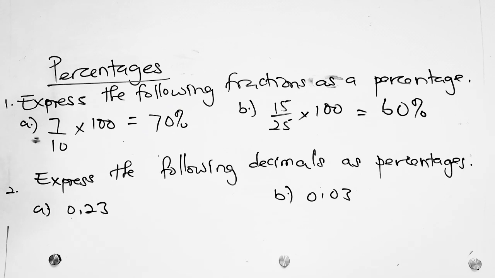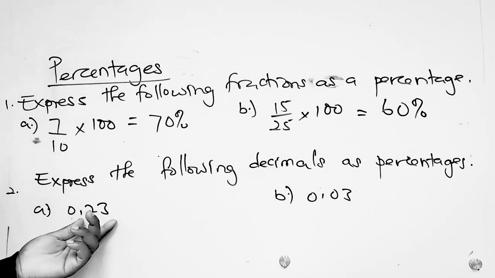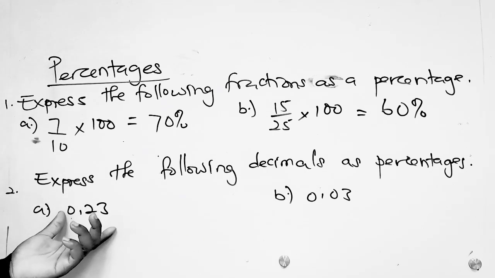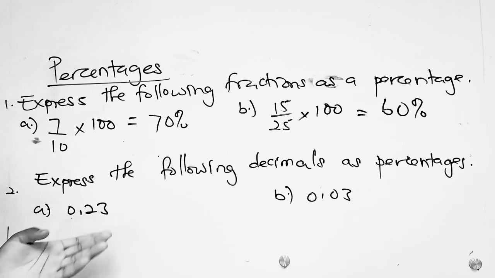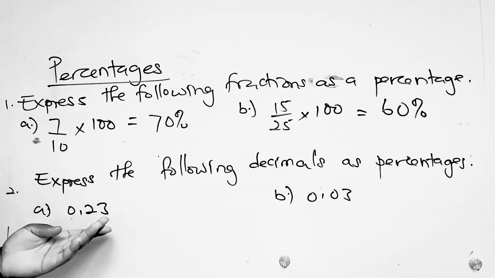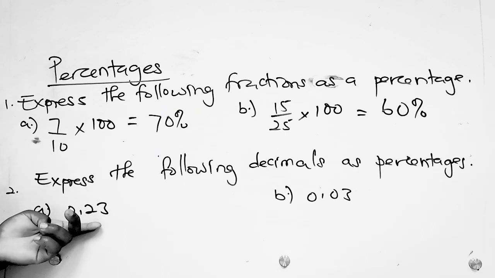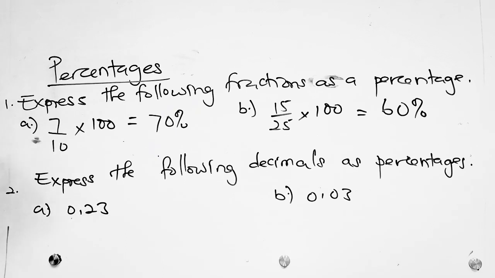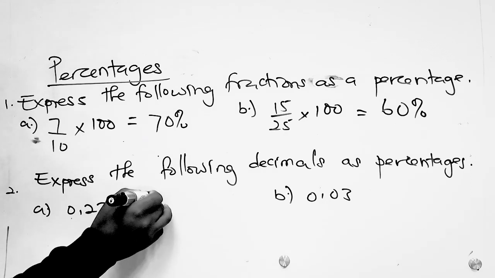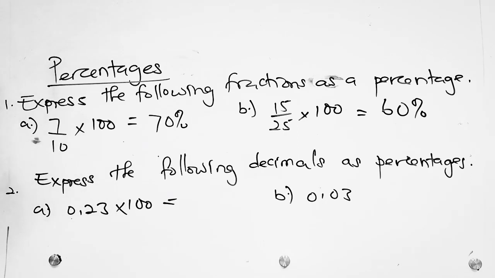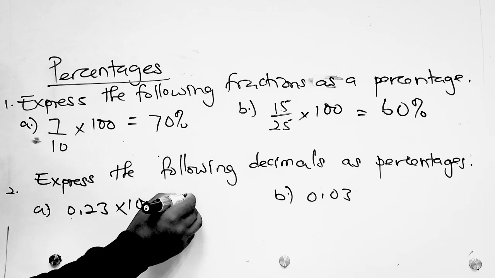Express the following decimals as a percentage, which is 0.23. So in this case, this decimal can be equivalent to a fraction. You can change it to a fraction, or you can just multiply by 100. So it's 0.23 multiplied by 100. Then we get 23%.